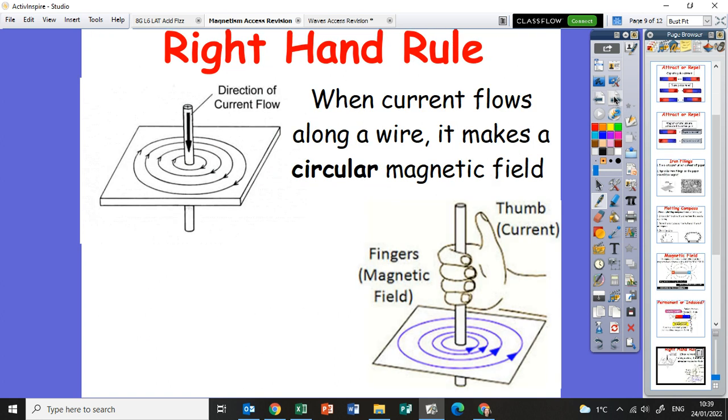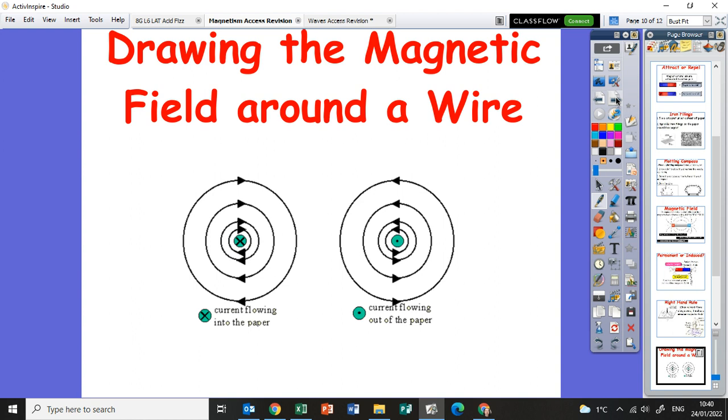The right hand rule: you have to grab your pen in your right hand and place your thumb up. The direction your fingers are going in is the magnetic field, and your thumb is the current. Your pen is just pretending to be the wire. The current flows along the wire and it makes a circular magnetic field. You have to know the direction.